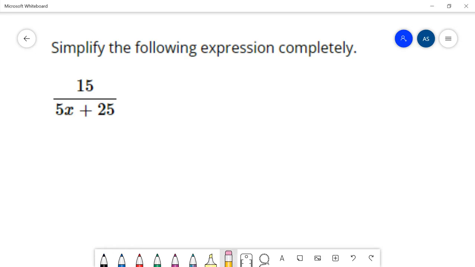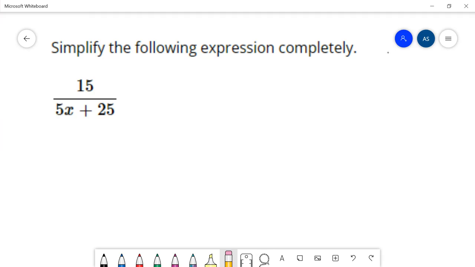So in this question, this would be question 9, the directions say to simplify the following expression completely. We have the expression 15 over 5x plus 25. Now when we have fractions, to simplify fractions means that we cancel any common factors between the numerator and denominator.